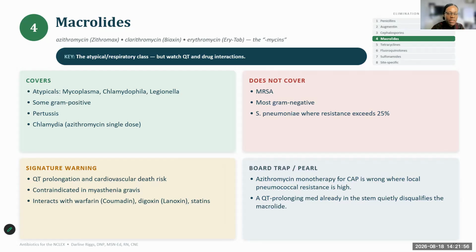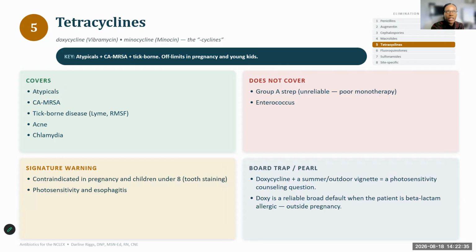Some question traps. Azithromycin monotherapy for community-acquired pneumonia is always wrong where there's resistance, because it's just not going to work. There is resistance. So you want to add another antibiotic that isn't resistant to that area. So that's why I'm saying sometimes you got to pay attention to that within your question in order for you to be successful. Okay, and then again, we want an EKG and take a look at what the QT prolongation is.